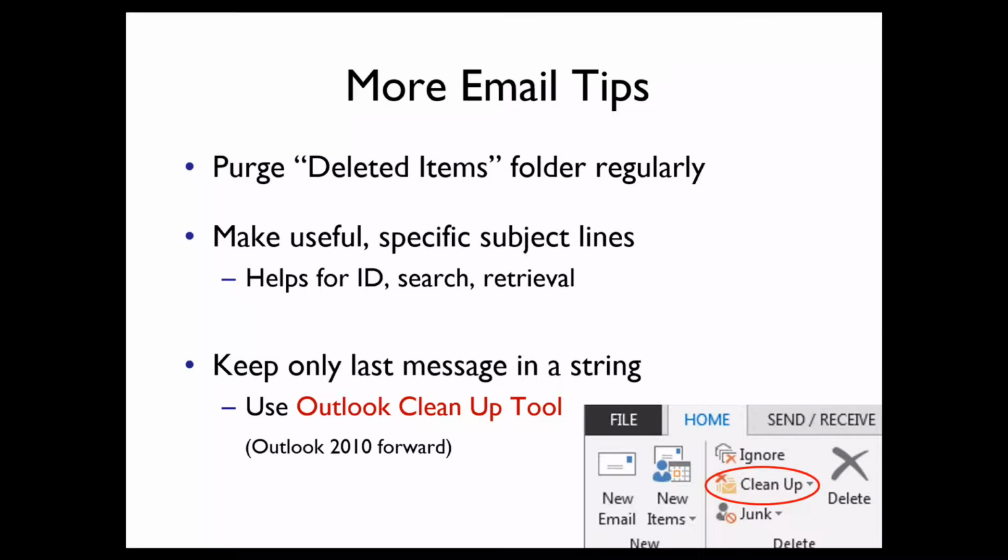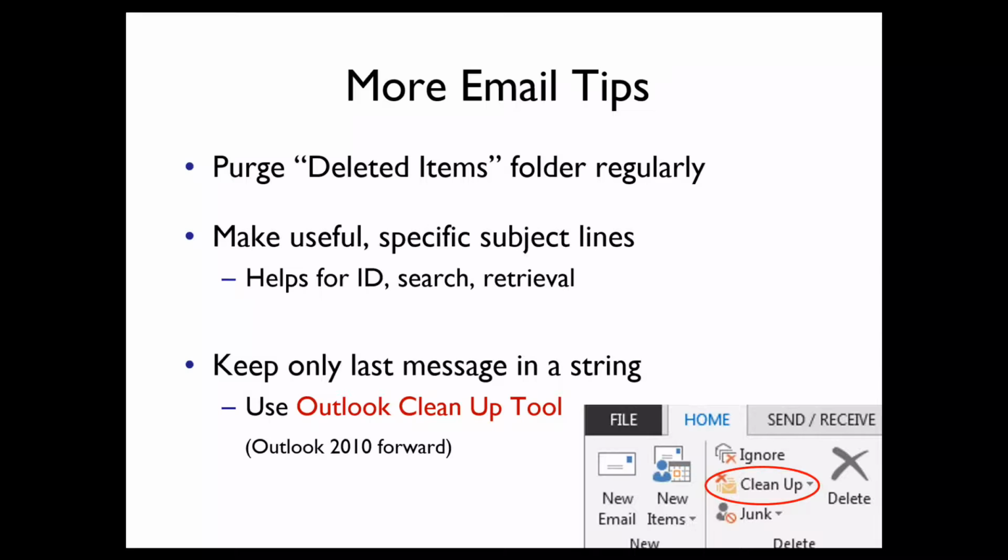Also, note that you only have to keep the last message in a string. You are not required to keep every copy, because you go back and forth, back and forth. You could have 20 different versions of an email essentially sitting in your Outlook account. I know that if you're using a Gmail system, they condense these things automatically, but Outlook doesn't by default. So basically what happens is you have all this detritus sitting below it. And so for that, I really encourage the use of the Outlook cleanup tool.